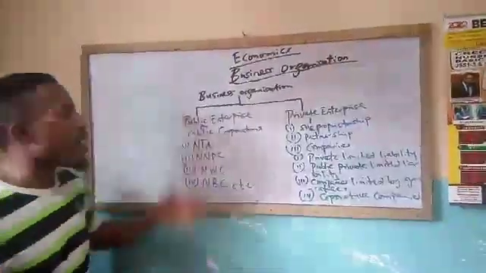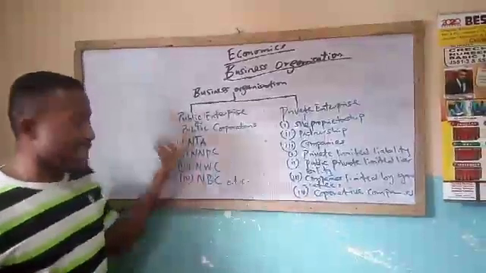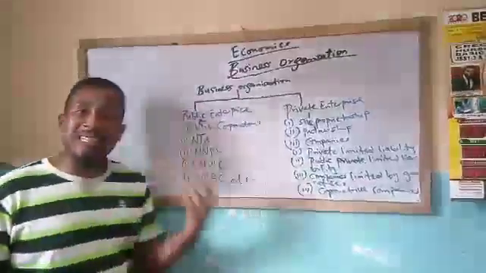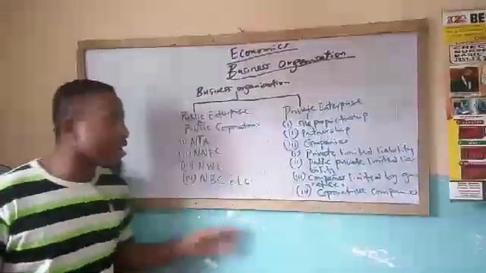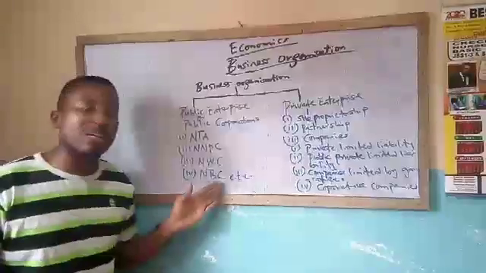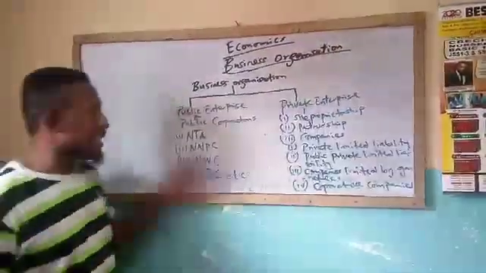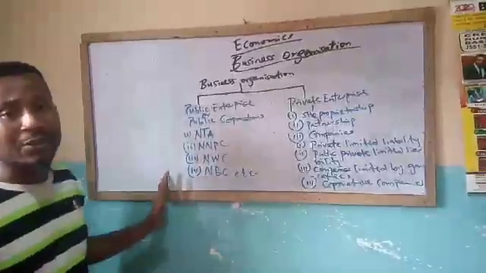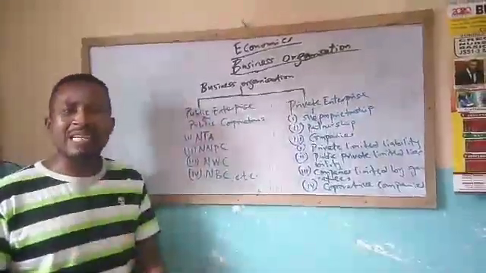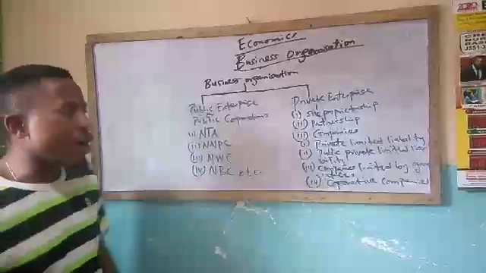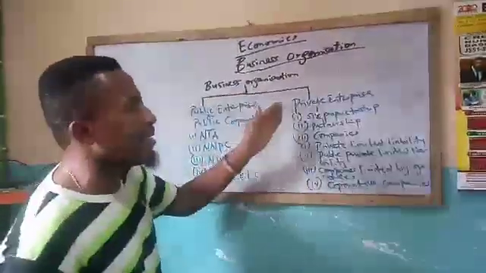Now, examples of public corporation in Nigeria: we have NTA, National Television Authority. We have NNPC. We have National Water Corporation, and also we have National Broadcasting Corporation. These are public corporations. They are there to create services for the masses. On the other hand, we have private enterprise.